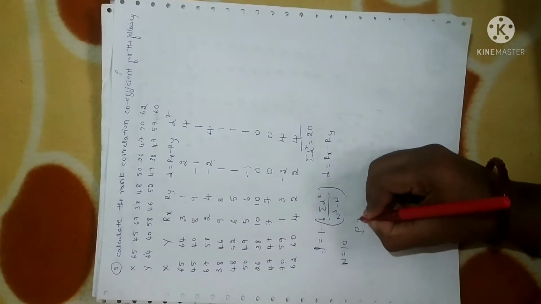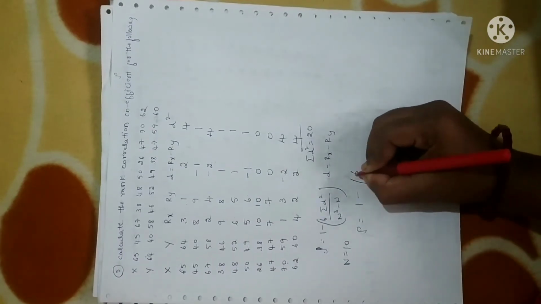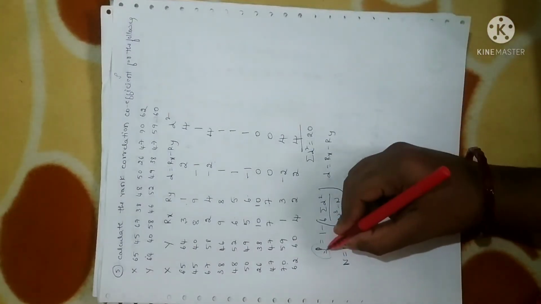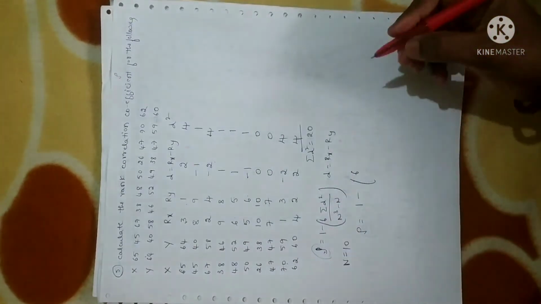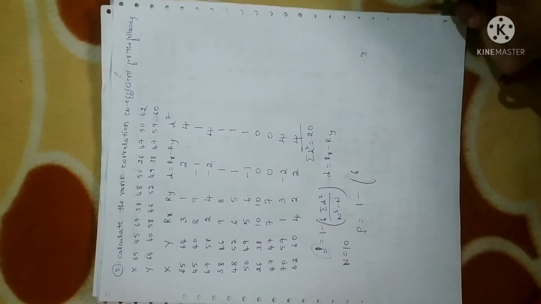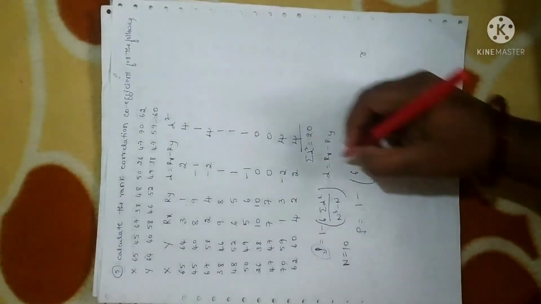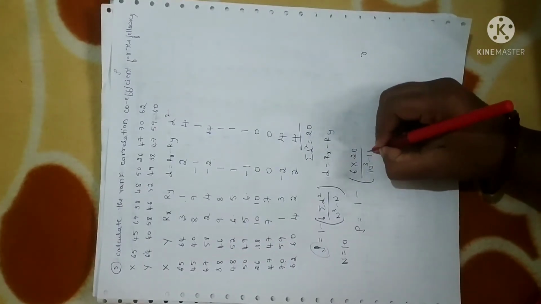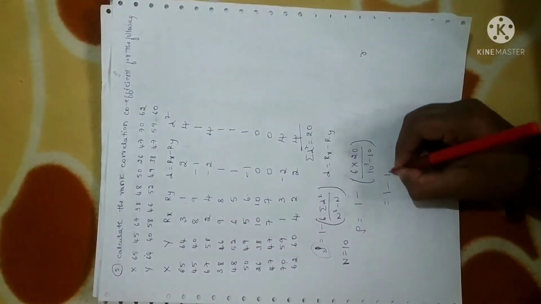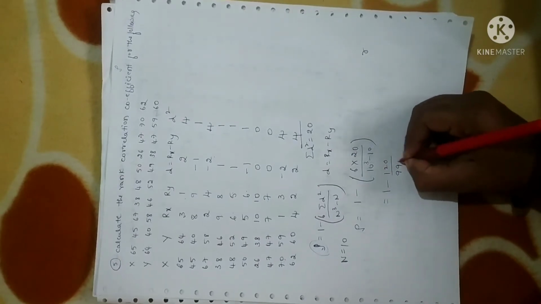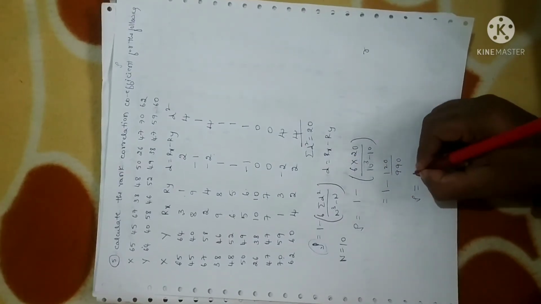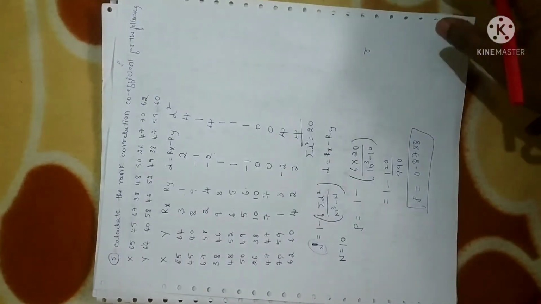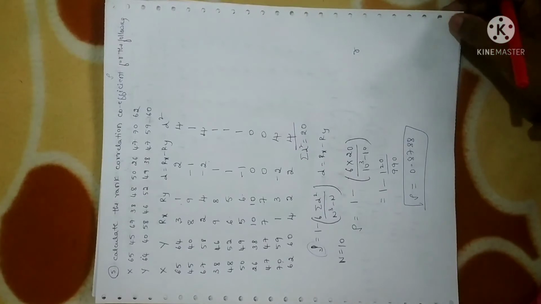Now let me substitute. Rho is equal to 1 minus 6 into 20 divided by n, which is 10, 10 cube minus 10. Remember, rank correlation is represented by rho, whereas Karl Pearson correlation is represented by r. So you will get 1 minus 120 divided by 990. After simplification you will get rho as 0.8788. So this is the required rank correlation, or Spearman rank correlation.